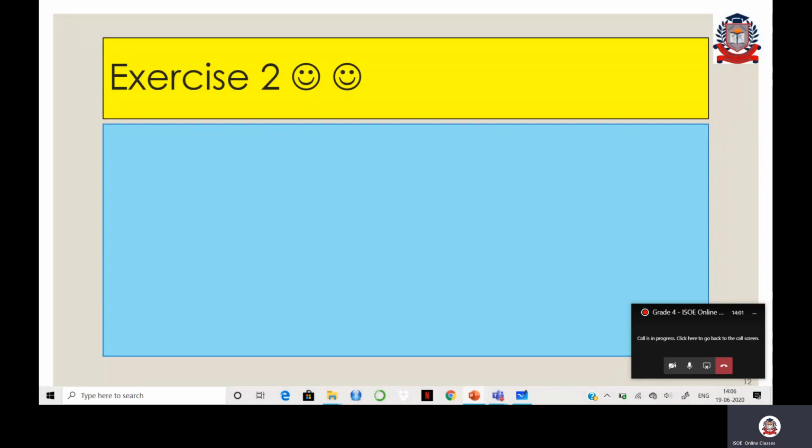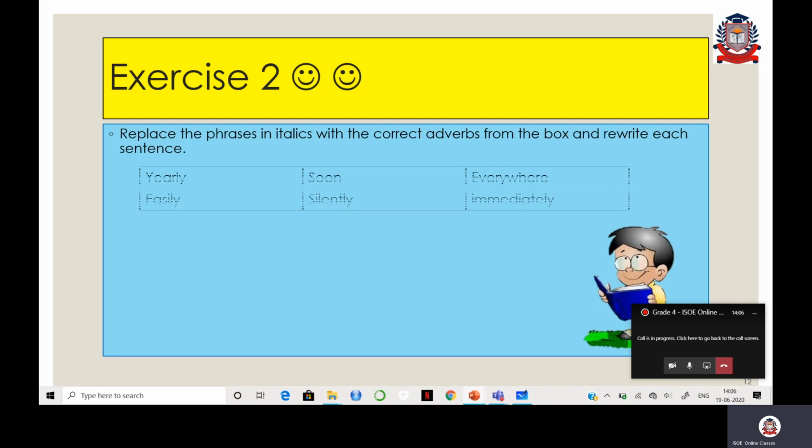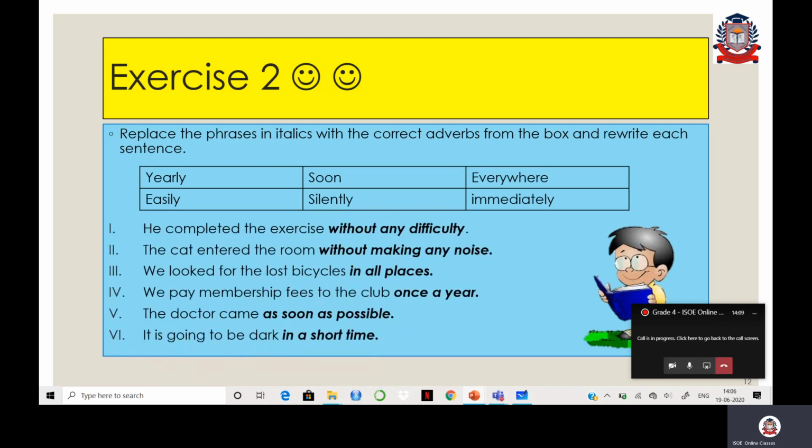So we'll come to the second exercise, children. Now, this is also very interesting. I will tell you how. Now, this exercise says you have to replace the phrases in italics with the correct adverbs from the box and rewrite each sentence. Now, children, see, whenever you get some exercise, the first and foremost thing you will do is read the question very carefully because the question itself explains to you the answer of the exercise. If you just have a glance at the exercise, you will not come to know what exactly you have to do. So please read it very nicely.